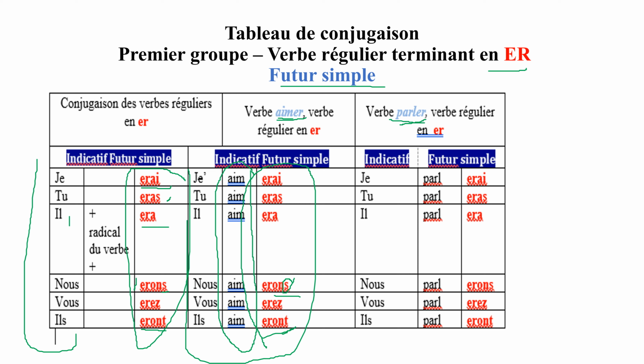And the same for the verbe parler. We take the root, we put it here, we take the ending, we put it here, and we have le futur simple du verbe parler: je parlerai, tu parleras, il parlera, nous parlerons, vous parlerez, ils parleront. That's all there is to it. There is no rocket science here.